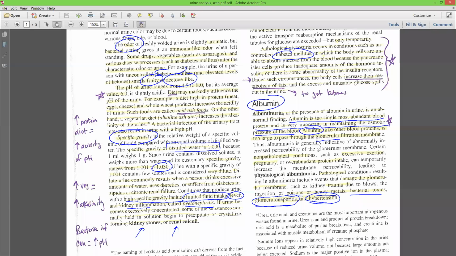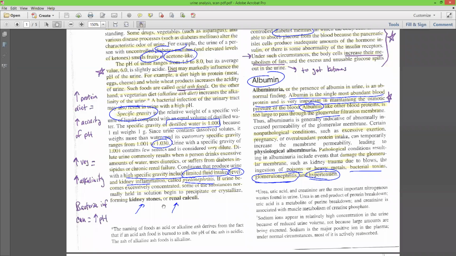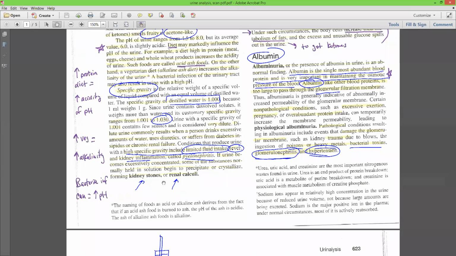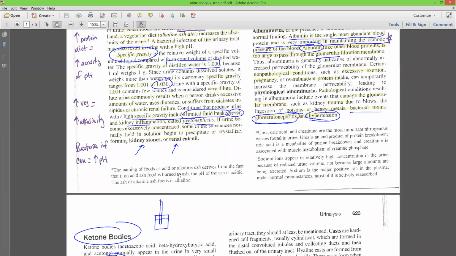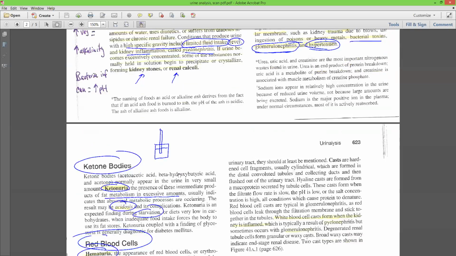Okay, it could also indicate kidney inflammation, which is pyelonephritis. Okay, it can also indicate a kidney stone, also known as renal calculi, if their pH is too high.